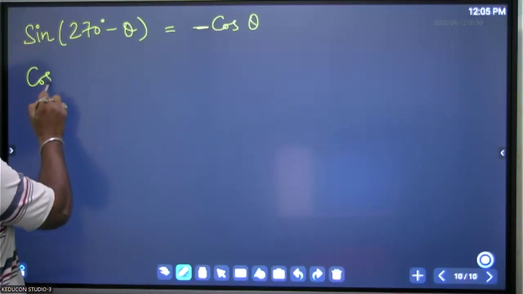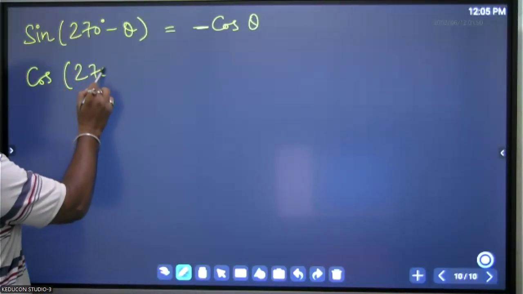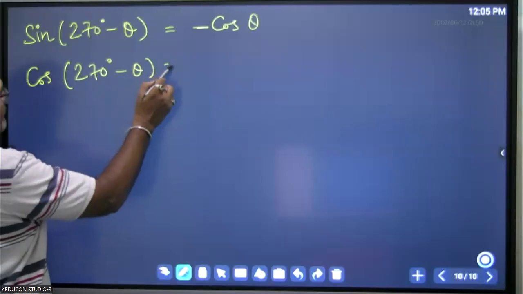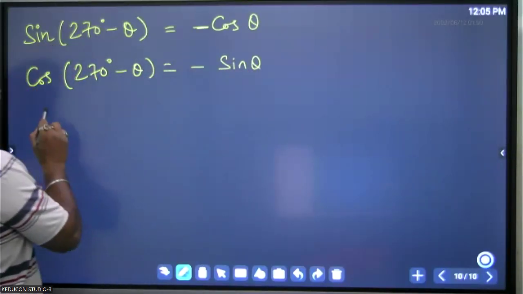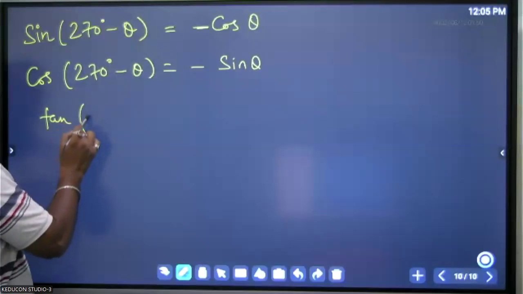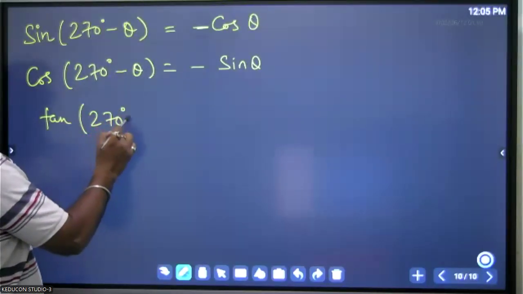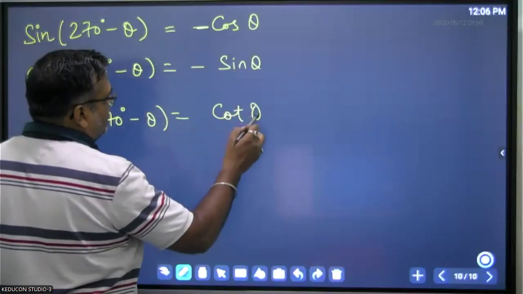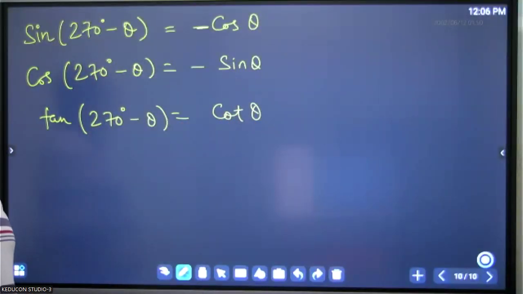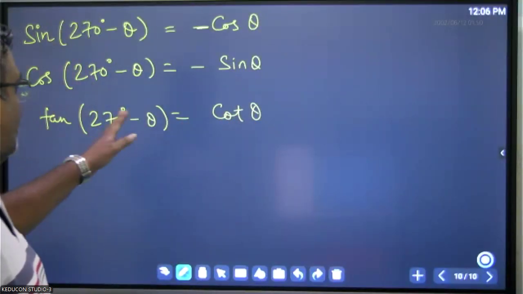Similarly, cos of 270 minus theta, that will be minus sine theta. Tan of 270 minus theta, this is again third quadrant, t ratio will be changed, but the sign will be positive. So it will be cot theta.